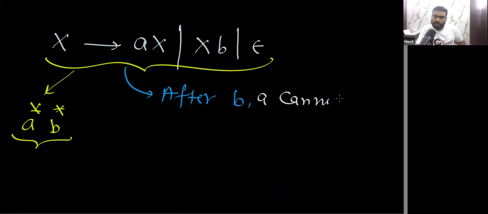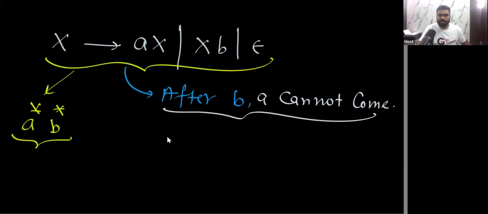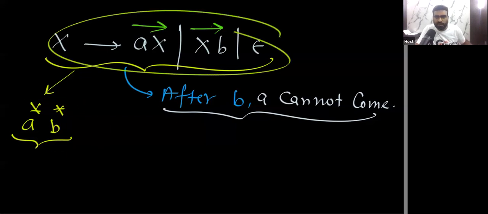That is the reason you can generate some strings and check. You can see after x, b will come. If you replace x with xb, then after x, b will come, and if you replace x with ax, then first a will come, then x will come. So whatever you do, the language will be a star b star. This is the standard grammar for a star b star.